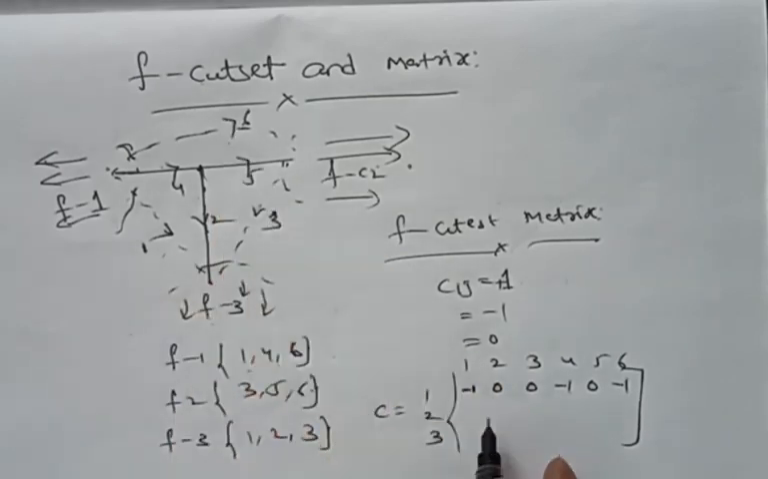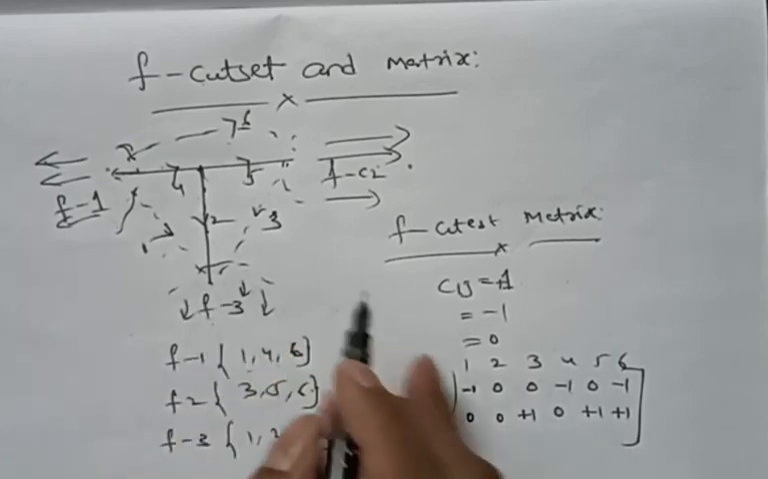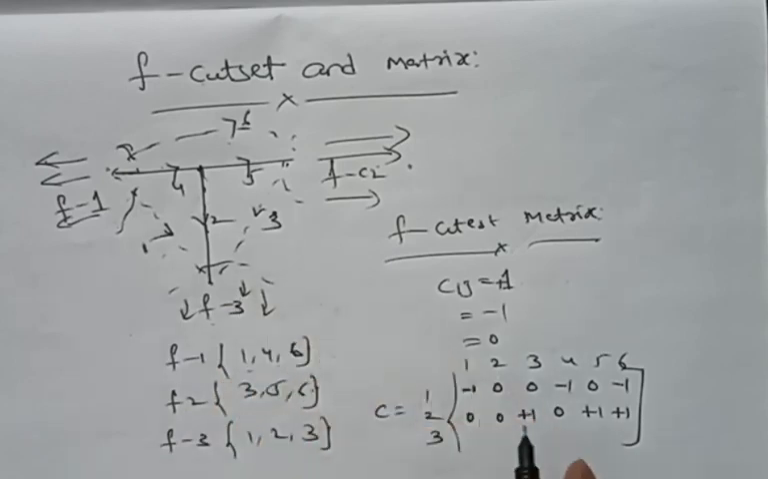Fundamental cut set 2 has 3, 5 and 6, where for 1 it is 0, for 2 it is 0, for 3 it is +1, for 4 it is 0, for 5 +1, for 6 +1. Next, fundamental cut set 3 has branches 1, 2 and 3, and all the currents coincide with the cut set orientation, so we simply replace them with +1, and the remaining branches we fill with zeros. This is the way one can write the fundamental cut set matrix for the given graph.